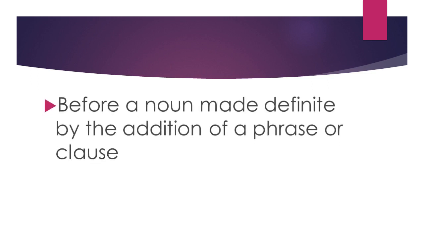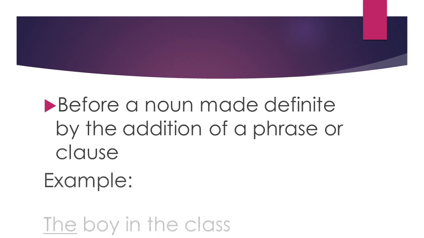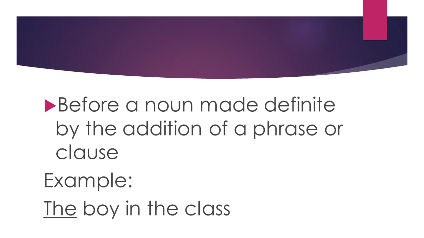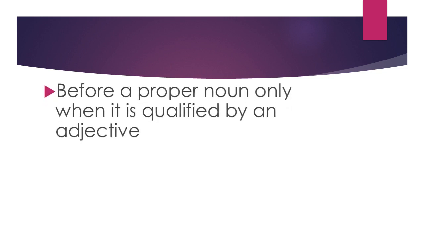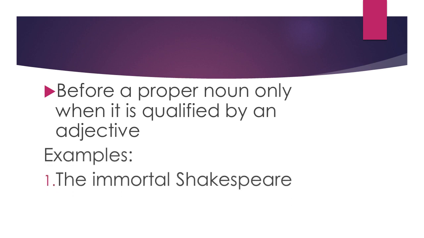Before a noun made definite by the addition of a phrase or a clause. For example, the boy in the class. Before a proper noun only when it is qualified by an adjective. For examples, the immortal Shakespeare, the great Caesar. So Shakespeare is the name of a person. Here immortal is an adjective, so a proper noun when it is qualified by an adjective. Great is also an adjective. Before that we use "the".